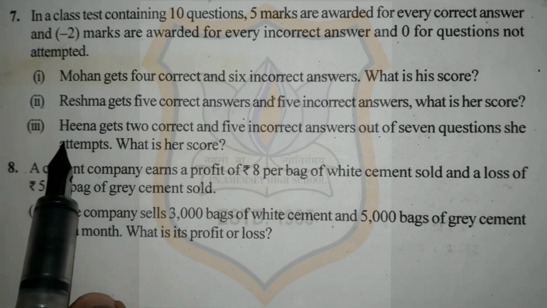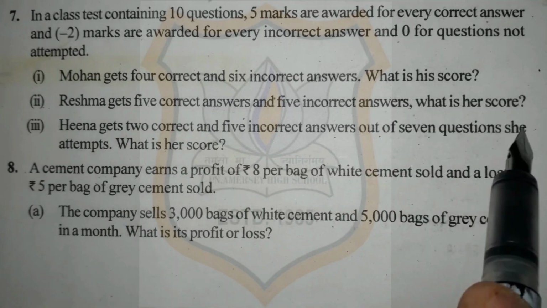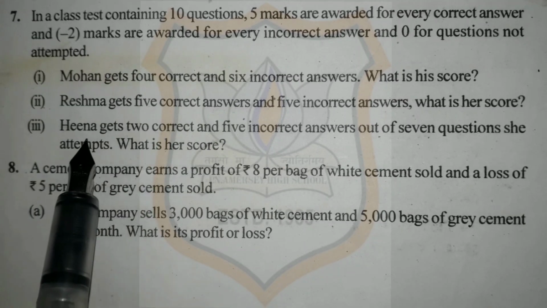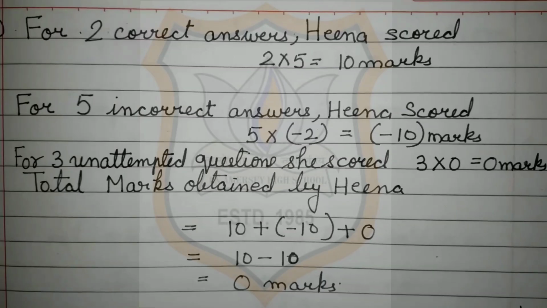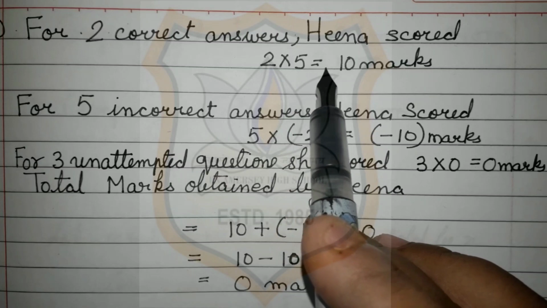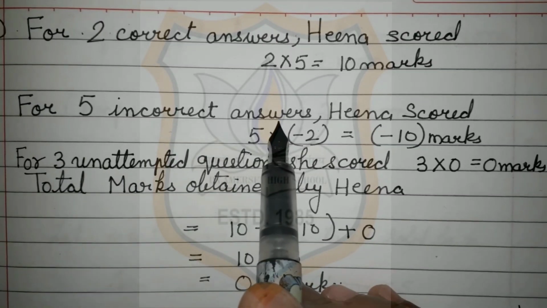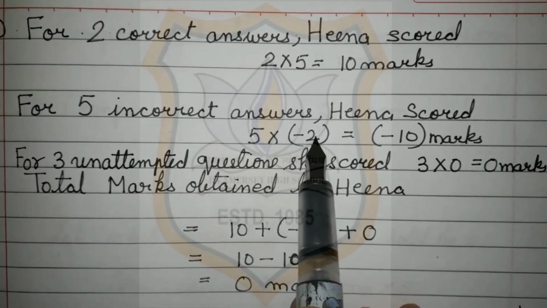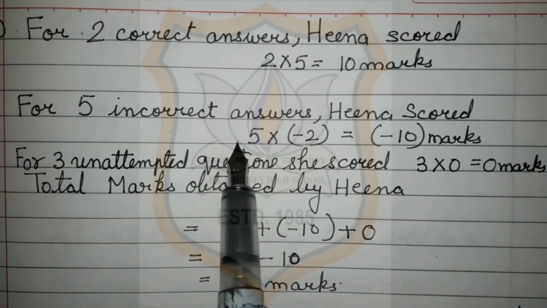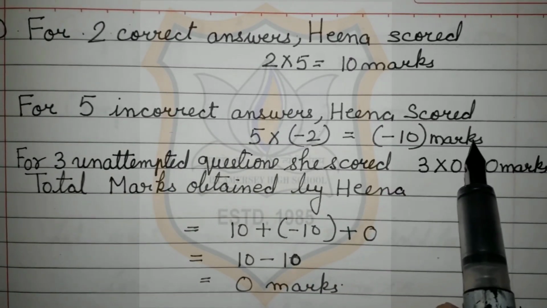Third part of question number 7 is: Hina gets 2 correct and 5 incorrect answers out of 7 questions she attempts. What is her score? In this question, you have to calculate Hina's total score. So students, for 2 correct answers, Hina scored 2 into 5. That is equal to 2 fives are 10, 10 marks. And for 5 incorrect answers, Hina scored 5 into minus 2. 5 into minus 2 is equal to minus 10, because 5 twos are 10. Plus into minus is minus. So, for 5 incorrect answers, Hina scored minus 10 marks.